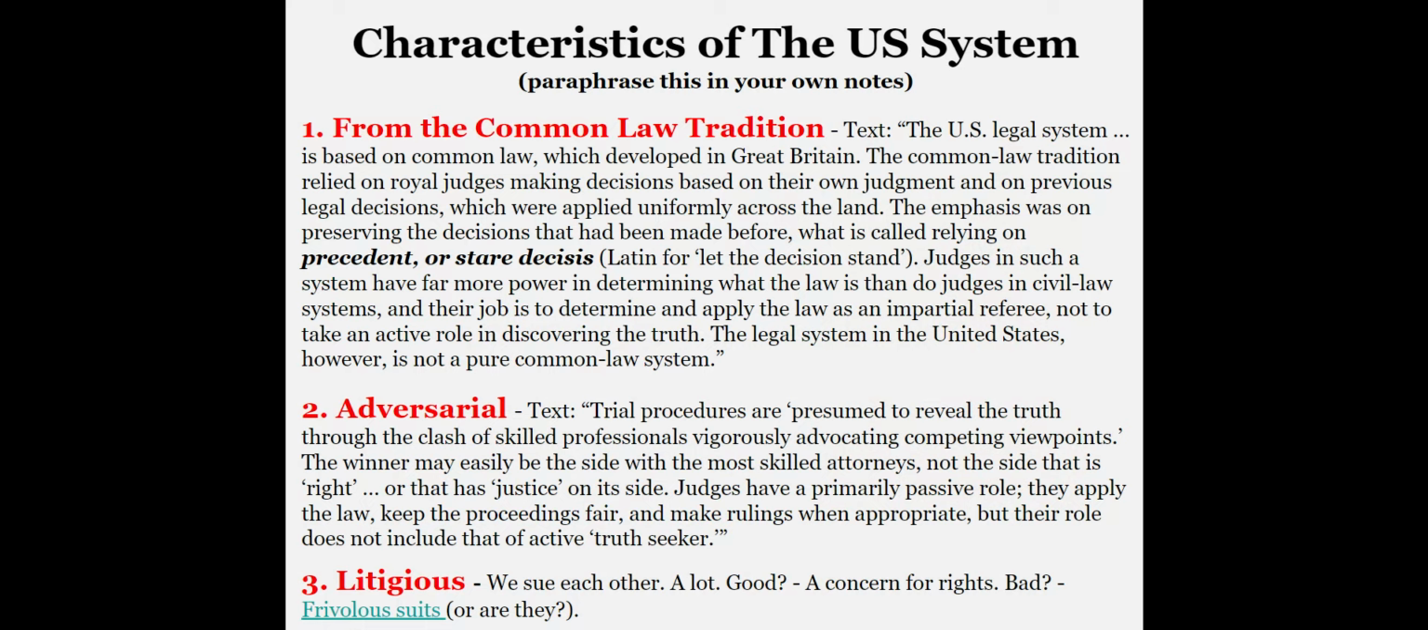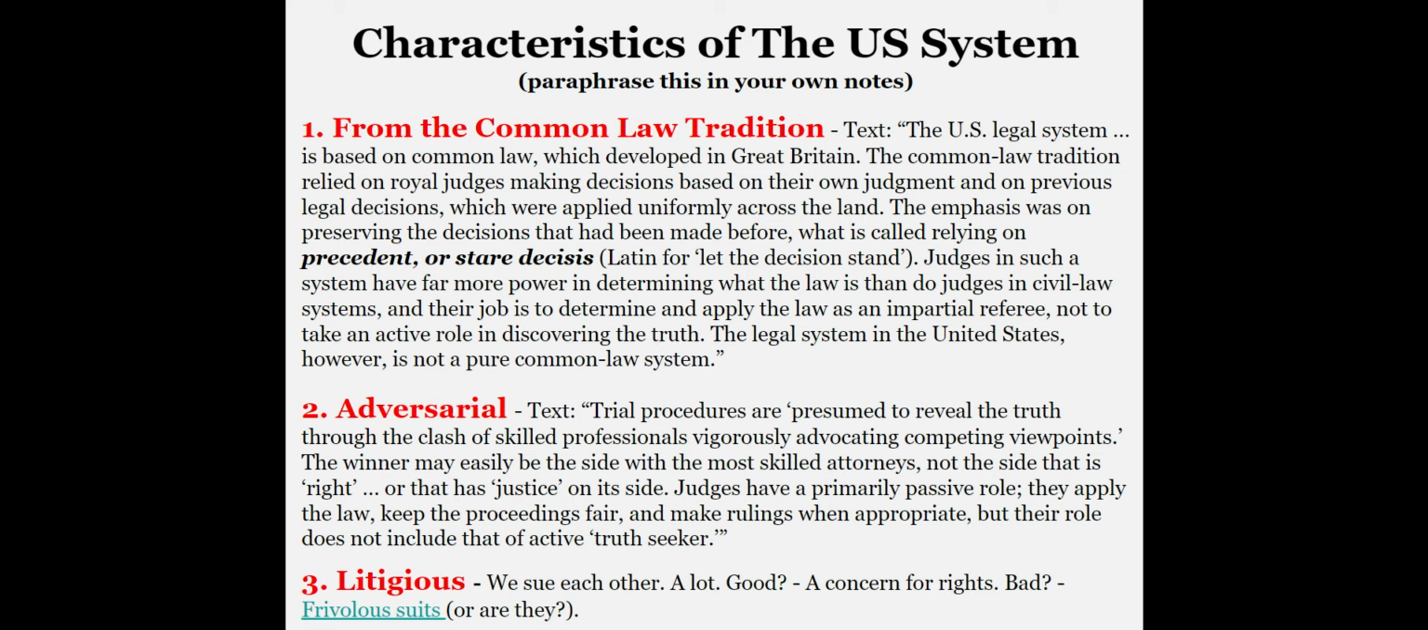Our legal system has three characteristics. First, it emerged from a tradition of common law. This is a tradition where law is made by judges. The role of a judge in a common law tradition is to determine what the law is and then apply past decisions to new situations. A past decision is called precedent. Relying on precedent to determine the correct application of the law is called stare decisis, Latin for let the decision stand. Our legal system is not a true common law system.